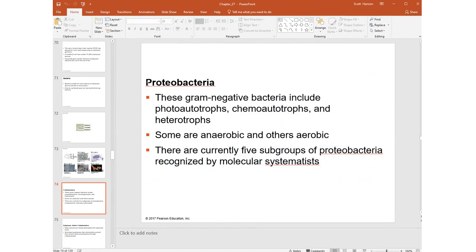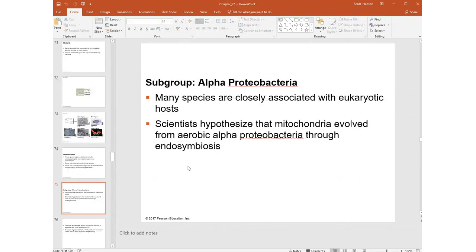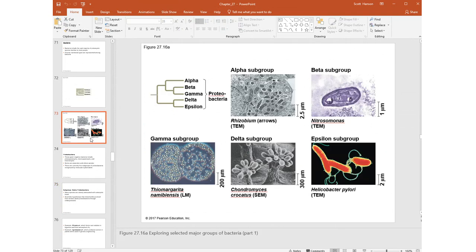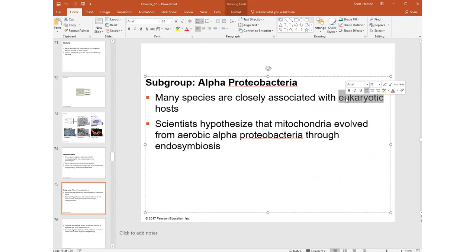So the proteobacteria then are gram-negative bacteria that have photoautotrophs, chemoautotrophs, and heterotrophs. Some are anaerobic and others are aerobic. There are currently 5 subgroups of proteobacteria that are recognized. So there's the subgroup alpha proteobacteria, and that's basically all these pictures that we looked at here. Alpha proteobacteria, a lot of species are closely associated with eukaryotic hosts, so they're parasitic.